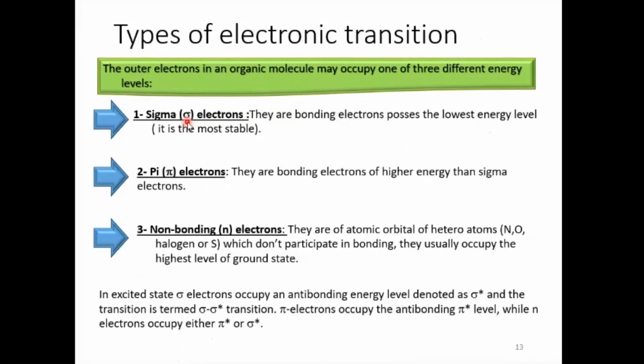Second, pi electrons. They are bonding electrons of higher energy than sigma electrons. Then comes non-bonding, also called n electrons. They are atomic orbitals of heteroatoms like nitrogen, oxygen, halogen, sulfur, which don't participate in bonding. They usually occupy the highest level of the ground state. So the third type of electrons are non-bonding electrons.